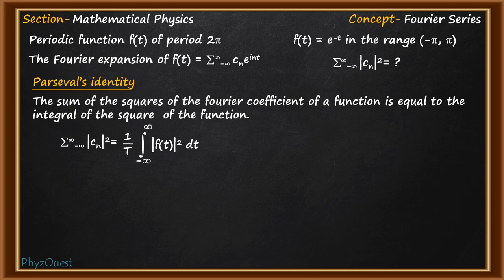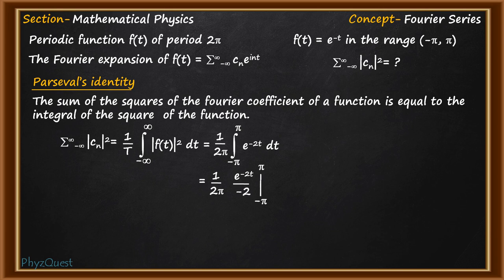Now in our case, the period of the function is 2π. The range of the function, instead of −∞ to +∞, is −π to +π, and f(t) is given as e to the power −t in that range. If you put all this information in this expression, it becomes 1 by 2π times the integration from −π to +π of e to the power −2t dt. Upon integrating, this becomes 1 by 2π times e to the power −2t divided by −2, from −π to +π.